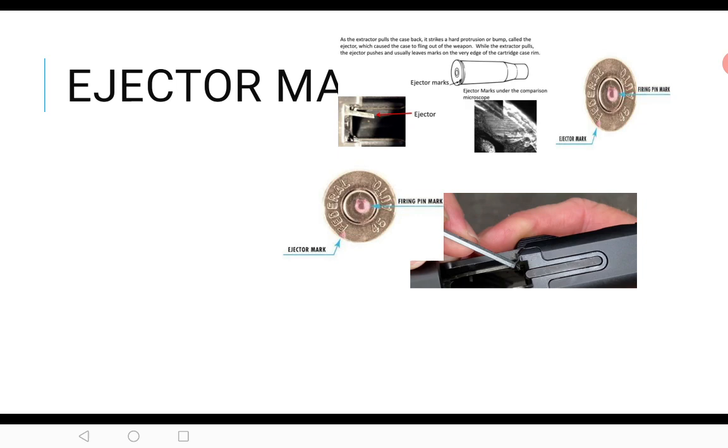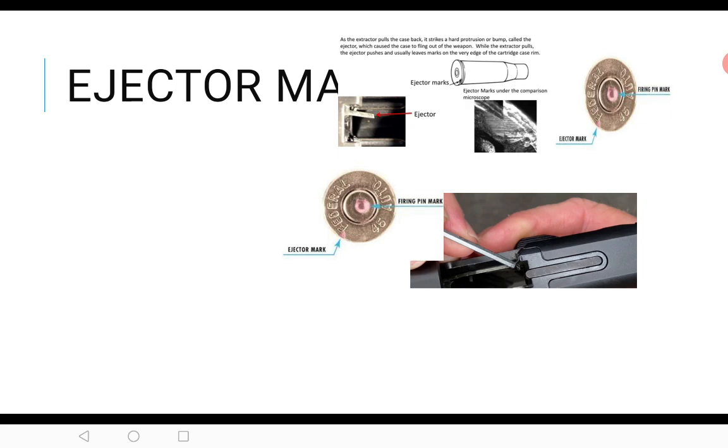the firearm. So ejector marks could only be reproduced when the cartridge cases were fired in the firearm and not by simply hand chambering and ejecting a live cartridge. Not just by that. It is actually reproduced when the cartridge cases were fired in the firearm.